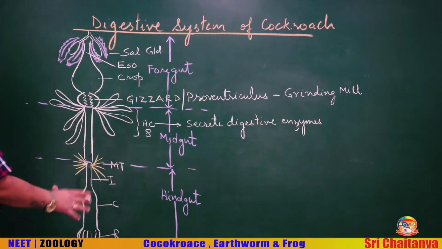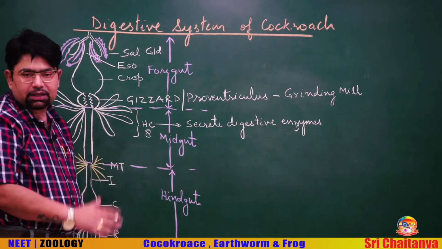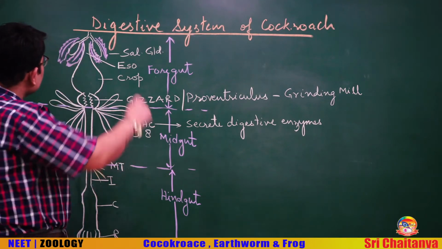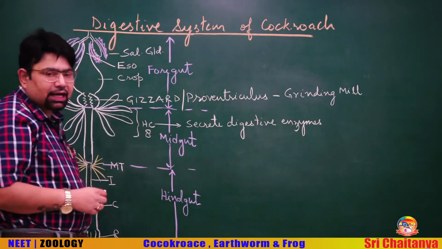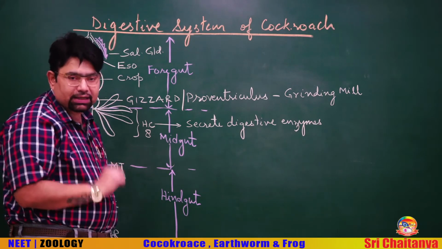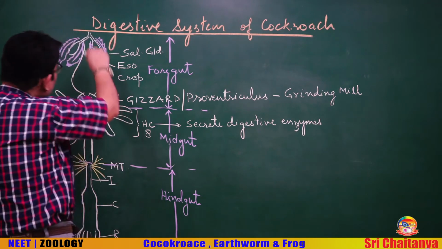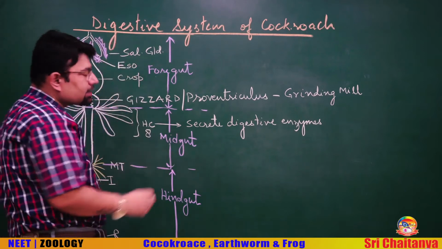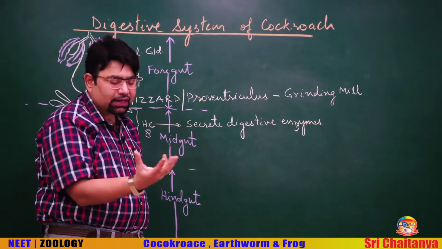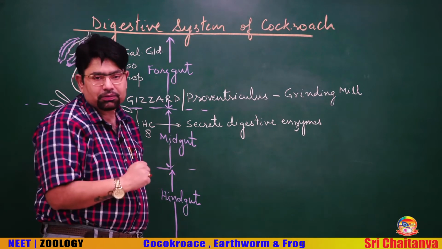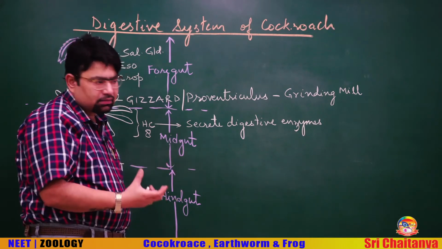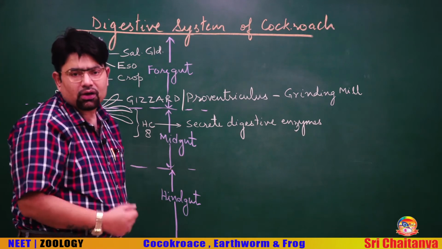So first of all, what structures come in foregut, midgut and hindgut? Let us take one by one. In the foregut, we have a pair of salivary glands, and these salivary glands open into the hypopharynx. Hypopharynx leads to a short pharynx, pharynx leads to a narrow tube called esophagus, and that leads to a dilated bag called crop. This is the site of storage, a temporary reservoir of the food.